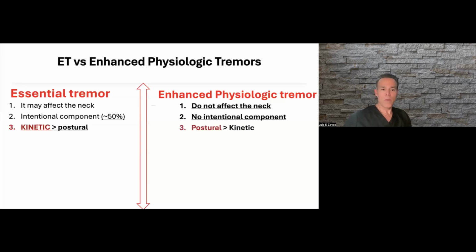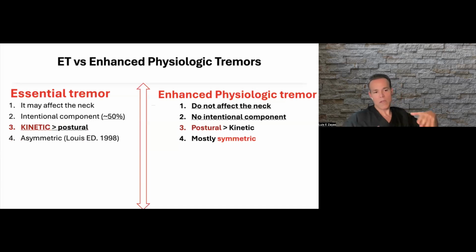Now, the other way to help you to differentiate is which tremor is predominant, the kinetic or the postural. The kinetic tremor is more prominent in patients with essential tremor, and the postural tremor is more prominent in patients with enhanced physiologic tremor. Okay, this is another one. Then the asymmetry. You see more asymmetry of the tremor in essential tremor, sometimes the right more than left, or left more than the right. In enhanced physiologic tremor, or excessive physiologic tremor, it's pretty symmetric on both sides.